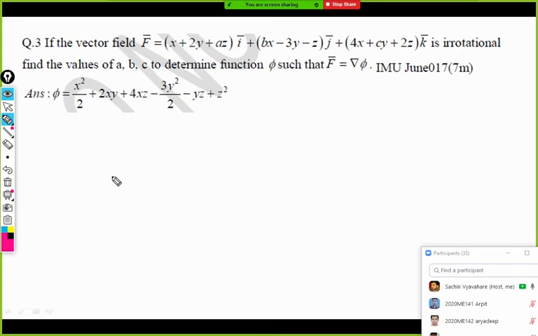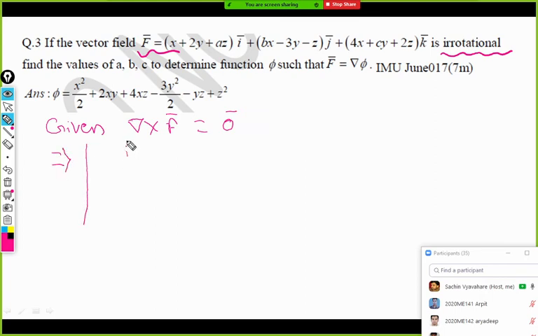So obviously we should start with del cross f bar equal to 0, and we can find the values of a, b, c first. And the second part is the same: determine the function phi such that f bar equals del phi. So again, the question is divided in two parts. Step 1. In this question, f bar is given as irrotational. So del cross f bar is a 0 vector. That's given.